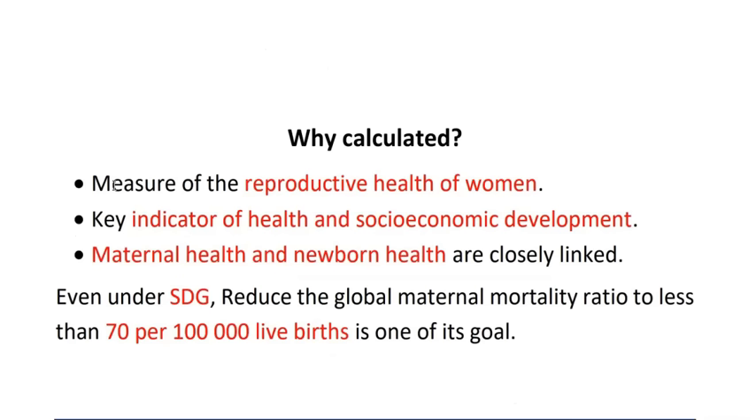So it is important to know what the reproductive health of women in our country is. Also, the maternal mortality ratio is the key indicator of health and socio-economic development. And maternal health and newborn health are closely linked. How it is linked, we'll discuss later. Also, under the Sustainable Development Goals, reducing the global maternal mortality ratio to less than 70 deaths per lakh is one of its goals. That means the importance is being highlighted at the global level, not only at the national or policy level.